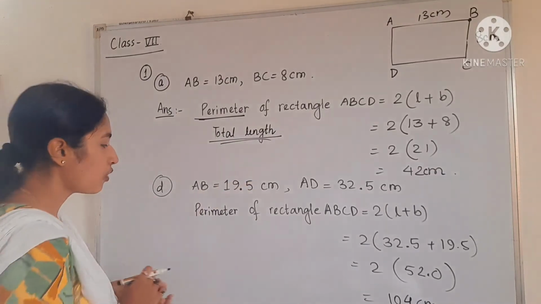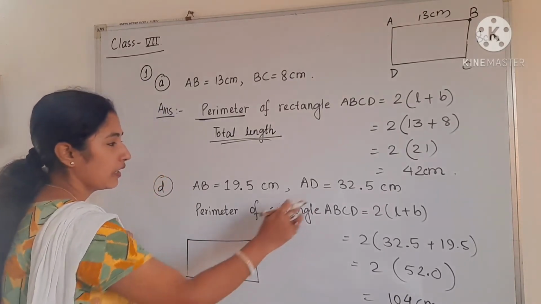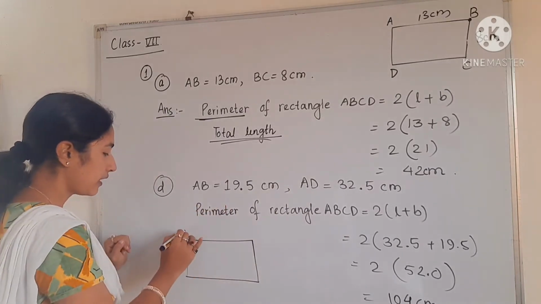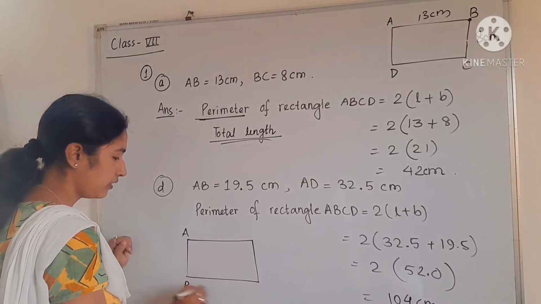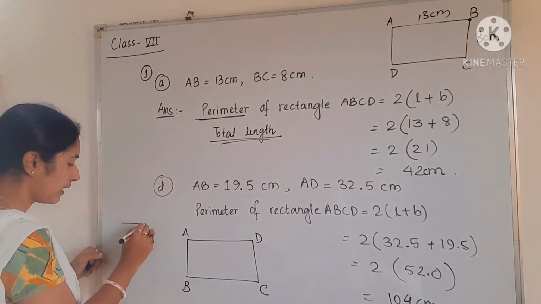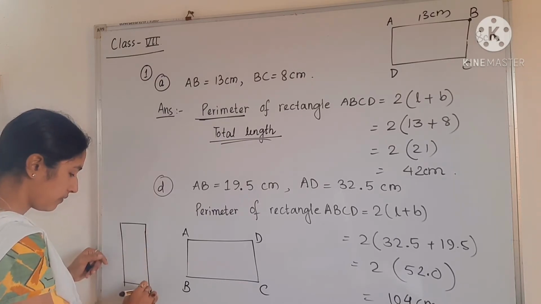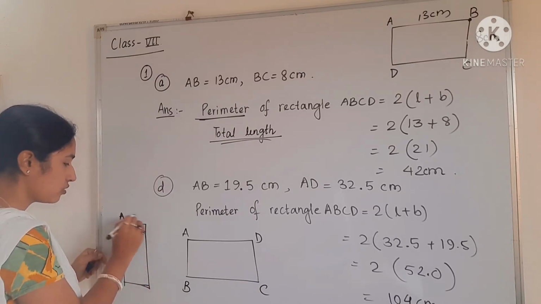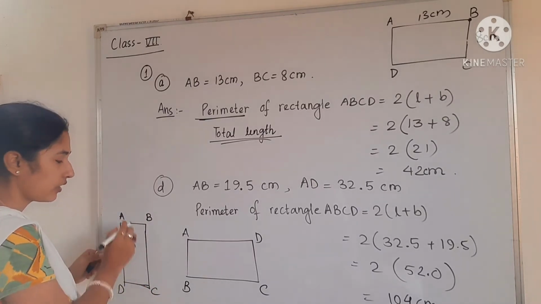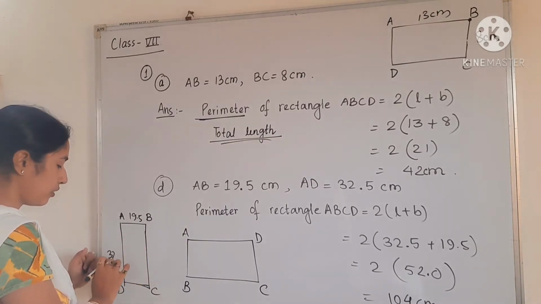Similarly in D number, if you want to draw a rectangle, so again see here the length of AD is bigger than AB, so I am writing like this: see A here, then B, then C, then D, okay. Or you can draw the rectangle like this also. So this is also a rectangle, you can draw like this also. So if you are drawing like this, so you can draw like this: A, B, C, D. You can mark the points like this one, okay. AB will be what? 19.5, and the length of AB is 32.5 centimeters.